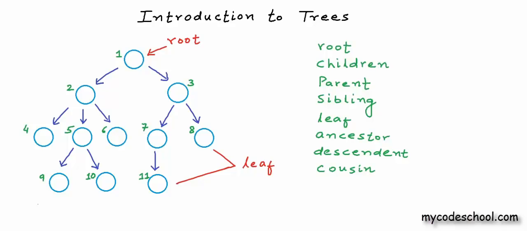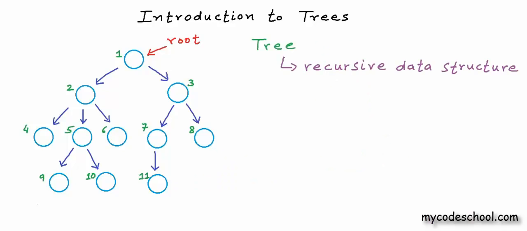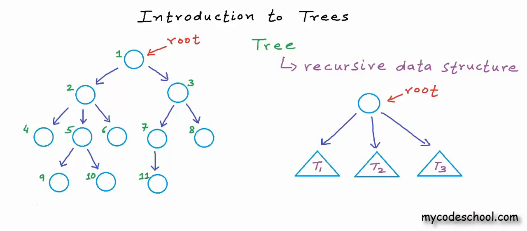Okay, now I'll talk about some properties of tree. Tree can be called a recursive data structure. We can define tree recursively as a structure that consists of a distinguished node called root and some subtrees, and the arrangement is such that root of the tree contains link to roots of all the subtrees. T1, T2, and T3 in this figure are subtrees.